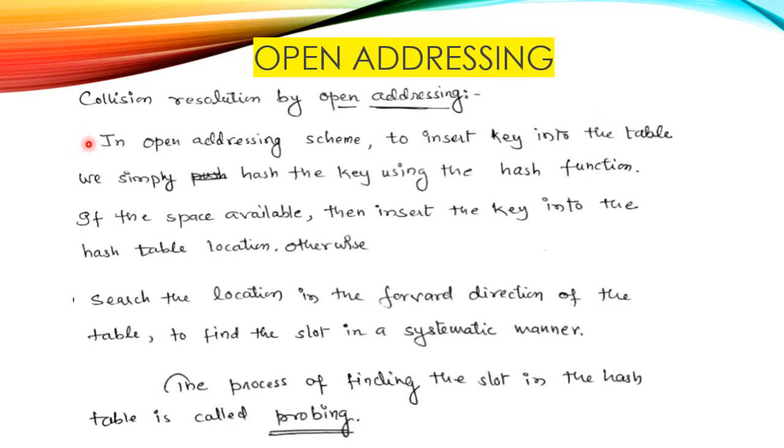This is one collision resolving technique. In open addressing, to insert the key in the table, we simply hash the key using the hash function. If the space is available, then we can insert the key into the hash table. Otherwise, we cannot insert the element. So in open addressing, there are three techniques. One is linear probing. So now we can discuss linear probing.